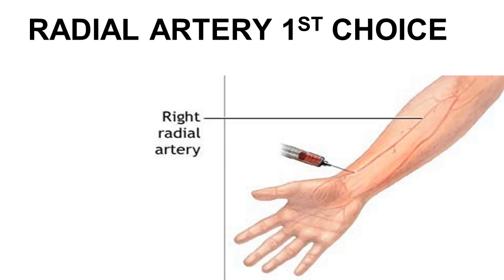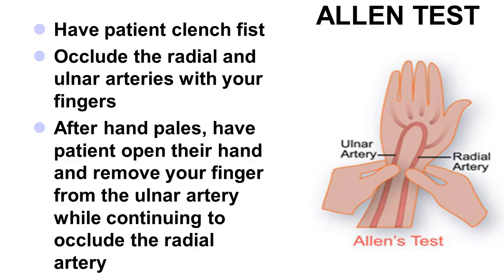The next couple slides will show you what that is. Usually the radial artery is the first choice, and this is how the Allen test is done. They'll have the patient clench their fists to occlude the radial and ulnar arteries with their fingers, and after the hand pales, they'll have the patient open their hand and remove their finger from the ulnar artery while continuing to occlude the radial artery. Why is this done?